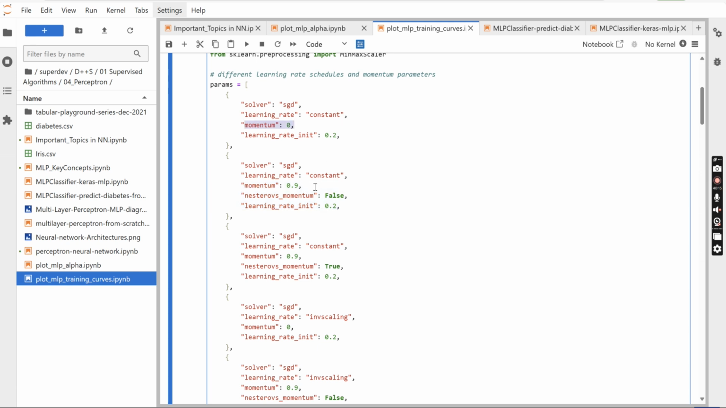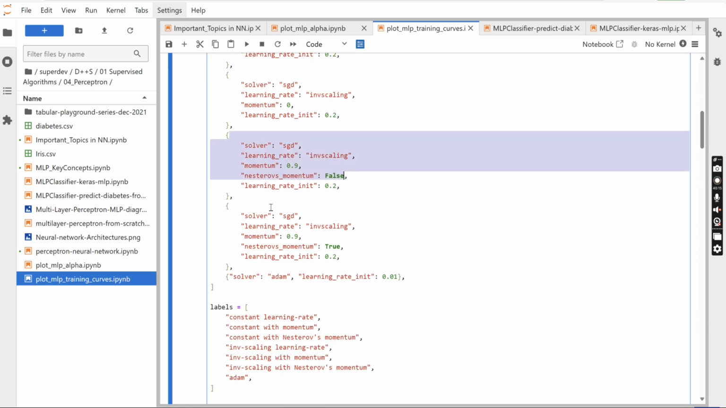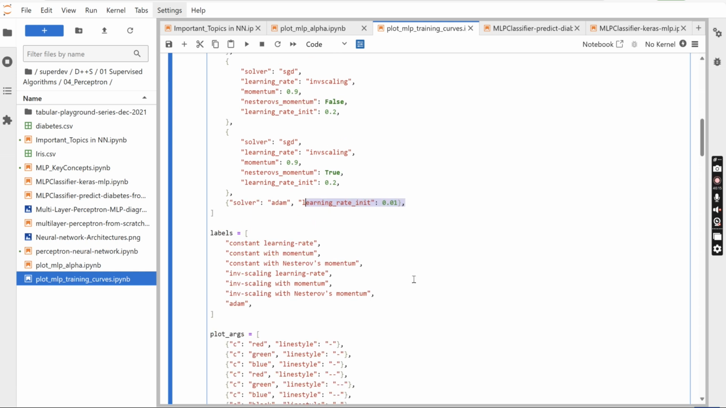Here momentum is 0. Here I have additionally used Nesterov's momentum. I don't know how to pronounce that. Here I have set it as false. Here I have set it as 2. I am modifying different momentum parameters to understand how this solver Adam is going to use learning rate initialization. And I am labeling that constant learning rate, momentum, Nesterov's momentum, inverse scaling.